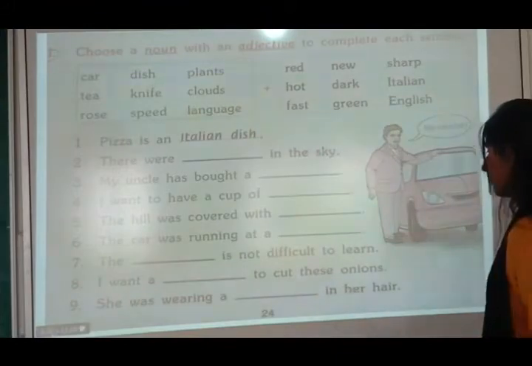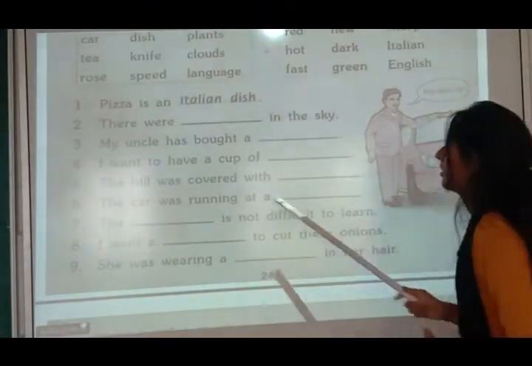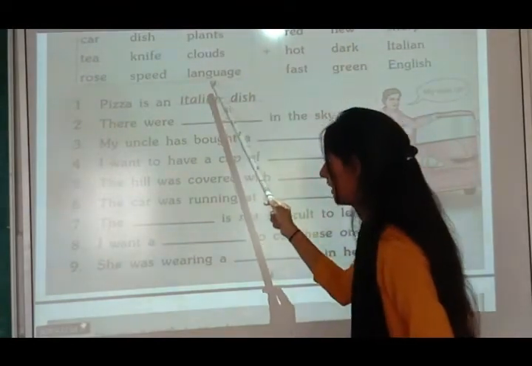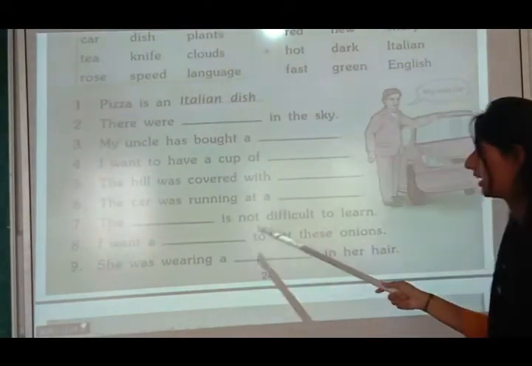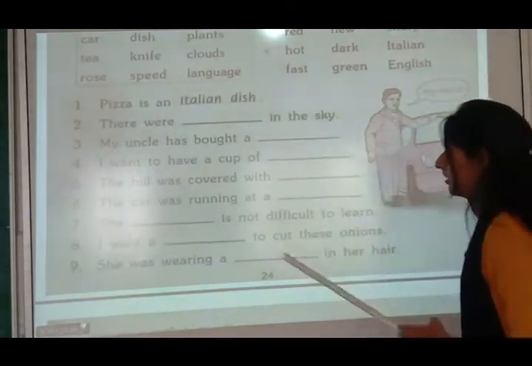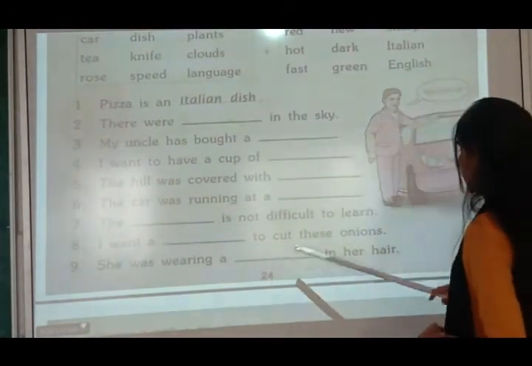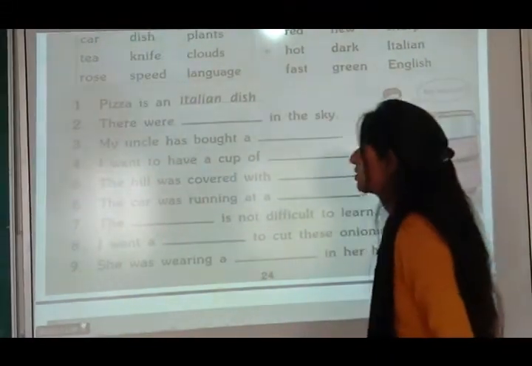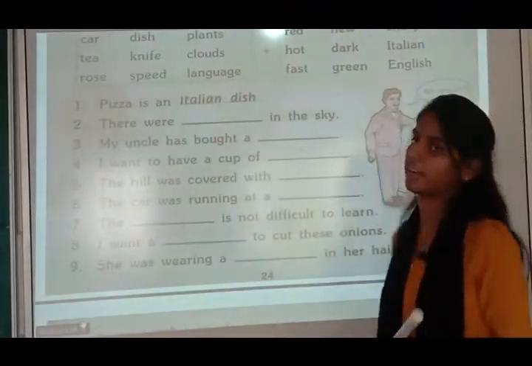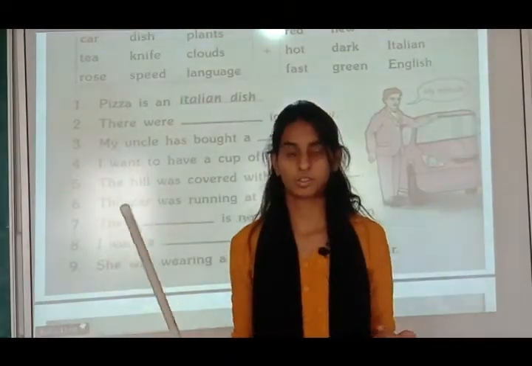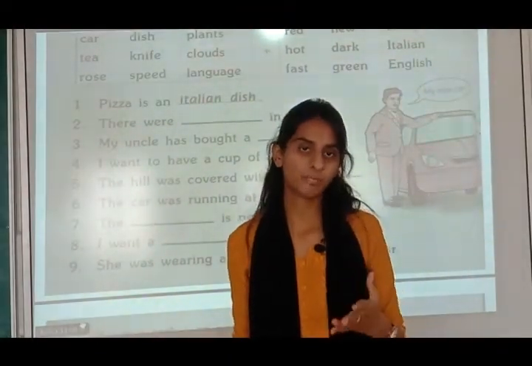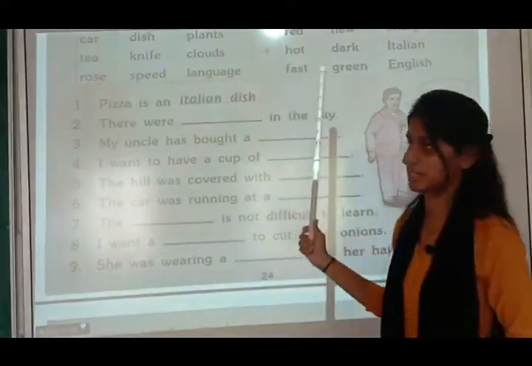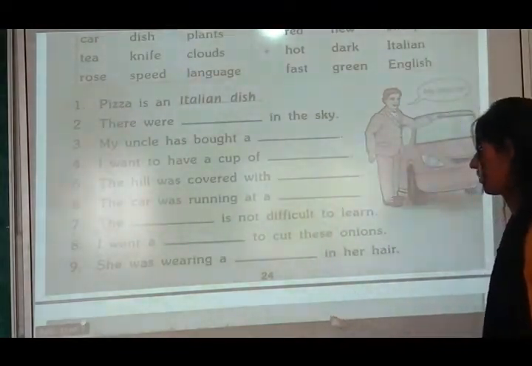The dash is not difficult to learn. Then English, here the adjective is English and the noun is language. So the English language is not difficult to learn. She was wearing a dash in her hair: red, and here rose. She was wearing a red rose in her hair. She was wearing a rose is understood, but what color rose? Roses are of many colors, you know. So she was wearing a red rose. So red here becomes the adjective, and rose the noun.